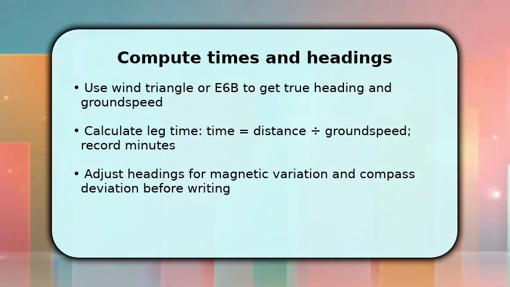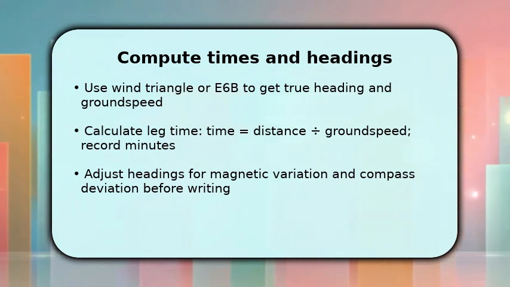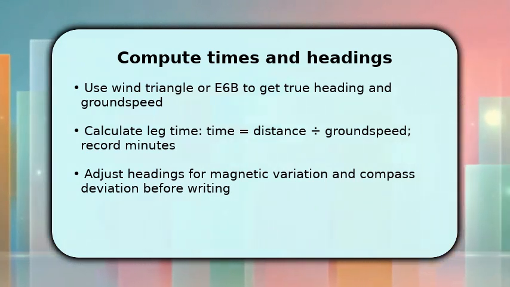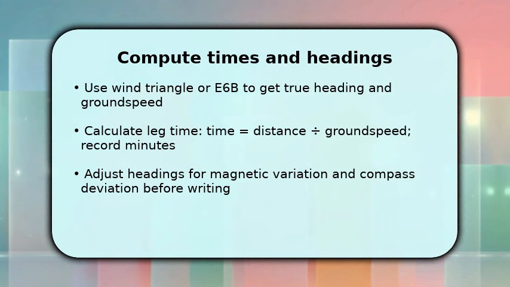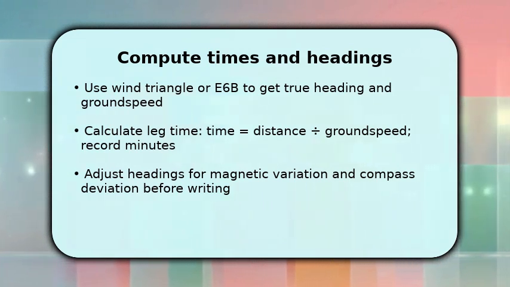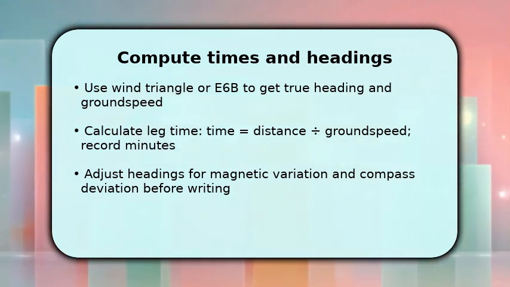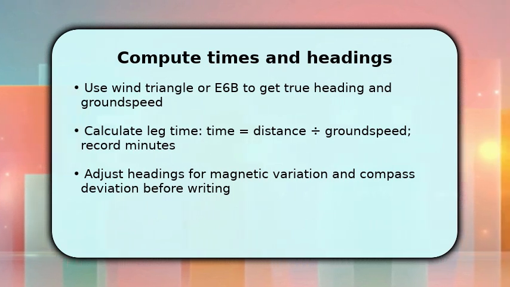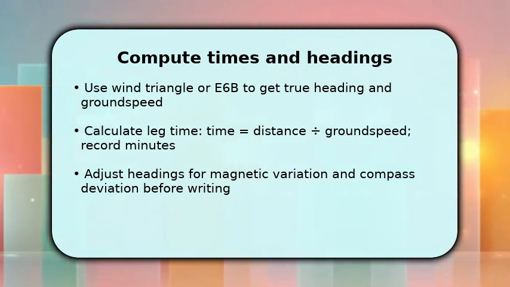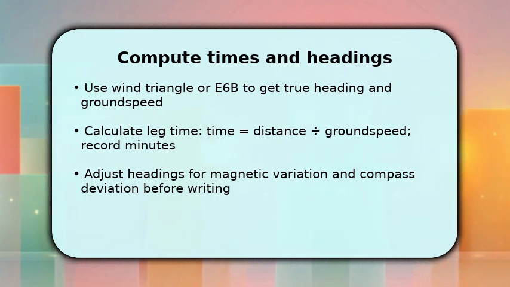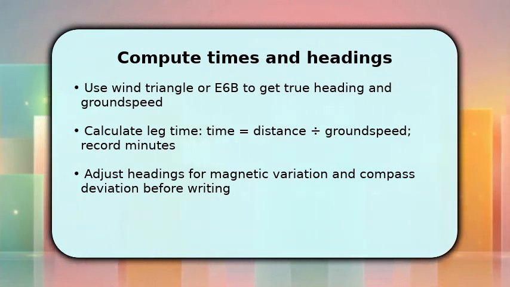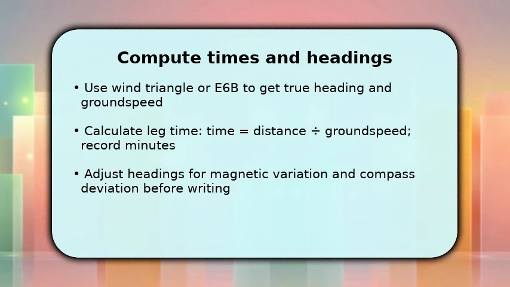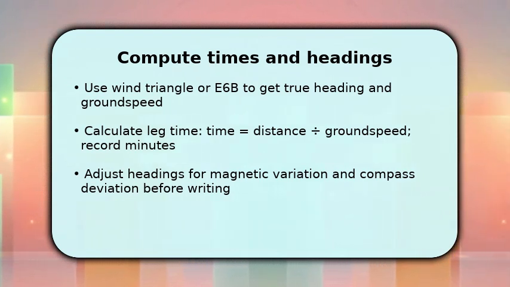You now compute the core values for each leg. Use a flight computer or E6B to solve the wind triangle, deriving true heading and ground speed. This is where wind impacts your track. Next, calculate leg time by dividing distance by ground speed and convert hours to minutes, then enter planned ETA for each waypoint. Once these are set, apply magnetic variation and compass deviation to get the final heading you will fly. These conversions keep your ground track accurate once airborne.